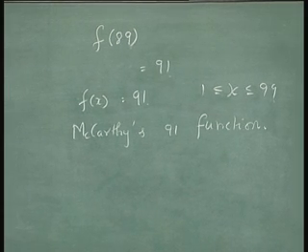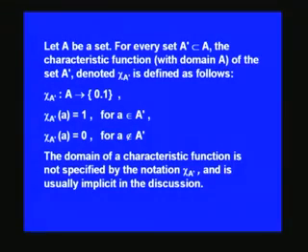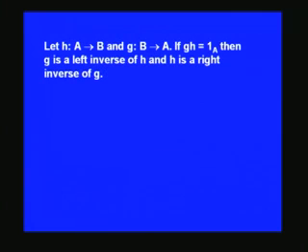Now, you can talk about left inverse and right inverse of a function and so on, and you can bring out the relationship between them. Let h be a function from A to B and g be a function from B to A, and g of h is equal to 1A. Then g is a left inverse of h and h is a right inverse of g.